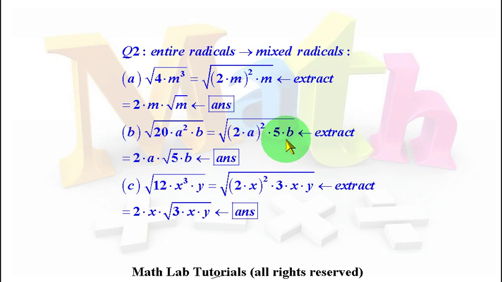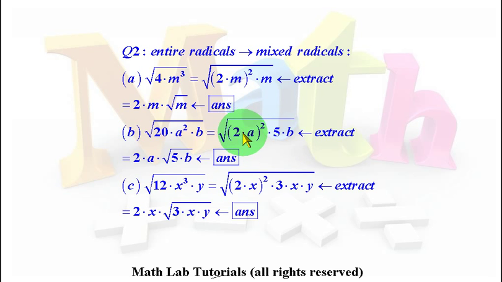So pretend like you don't know anything over here. We have 2 to the power 2 is 4, but we need a 20. So we need a 5 on the outside. And then a to the power 2 is just a to the power 2. We don't need any more a's over here. And of course b was left over, so we get a 5b. So the good guy is 2a and the bad guy is 5b.